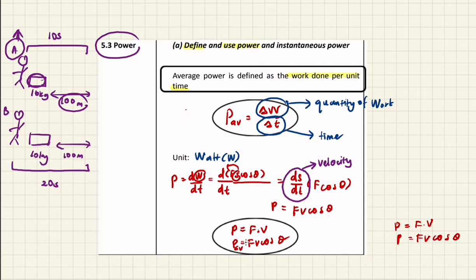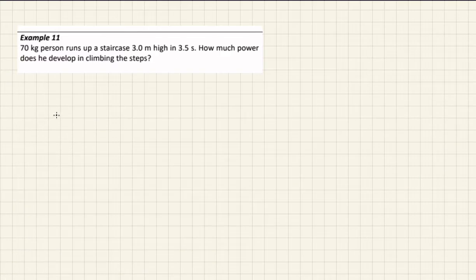We look at what the question gives, and based on that, we choose which equation. You don't have to remember how to derive this. You only need to remember these two equations and how to use them. And remember, the unit for power is watt. Okay, so let's continue to example 11.